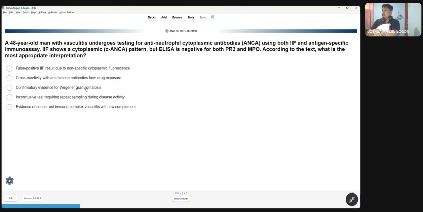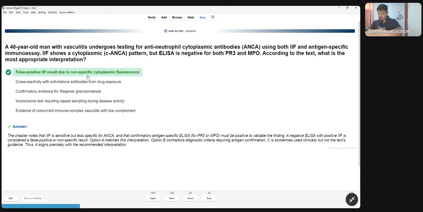ANCA ELISA is negative for PR3 and MPO. False positive. I need to review that. I haven't read about that, or I forgot about it. Initial testing with IIF.